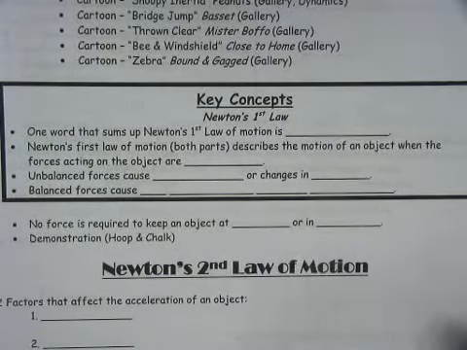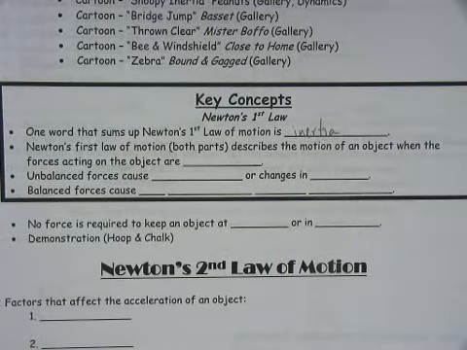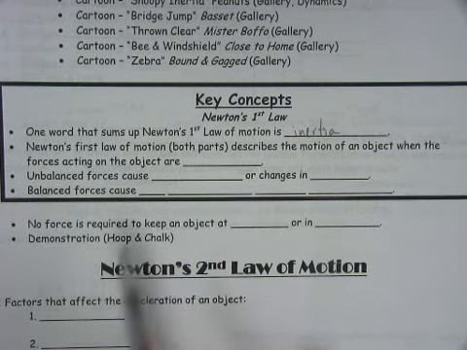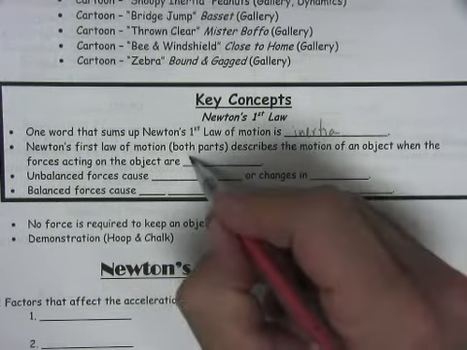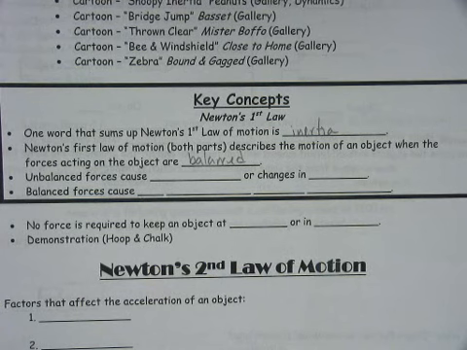One word that sums up Newton's first law of motion. We did that already, and that's inertia. So when you hear about inertia, think of Newton's first law of motion. Newton's first law of motion, both parts, describes the motion of an object when the forces acting on the object are balanced. An object at rest will stay at rest while the forces are balanced. An object in motion will stay in motion in a straight line without speeding up or slowing down, as long as all the forces are balanced. If they're unbalanced, then we get an acceleration.